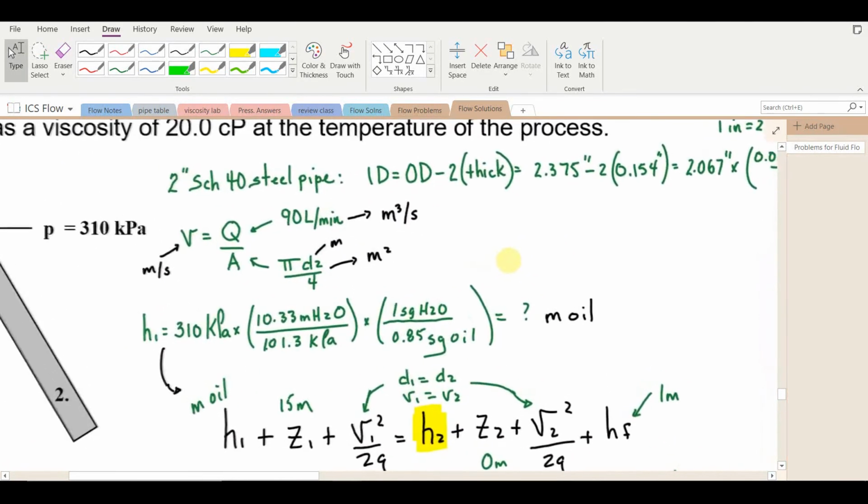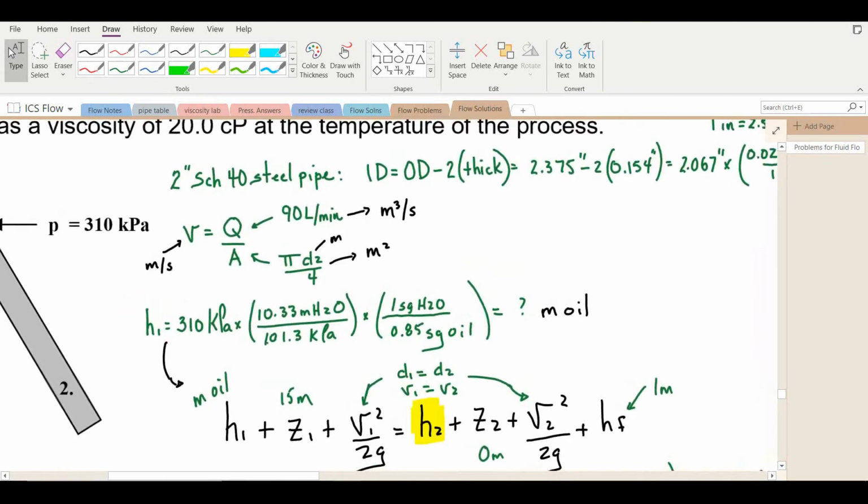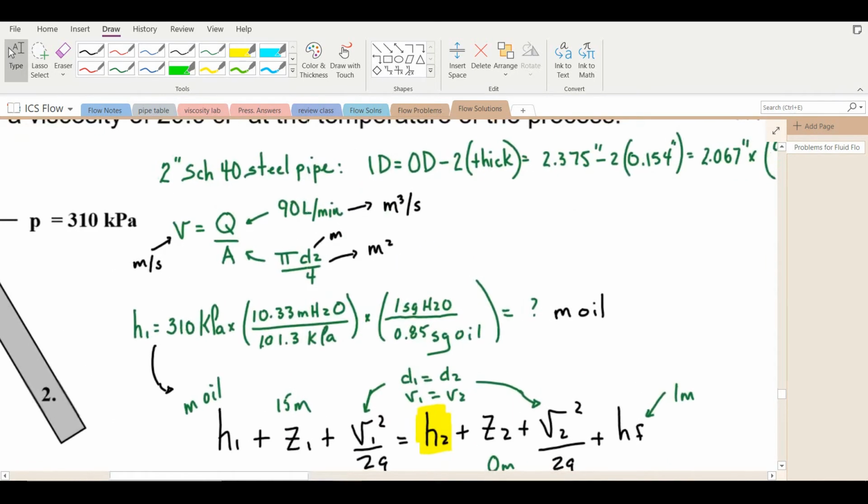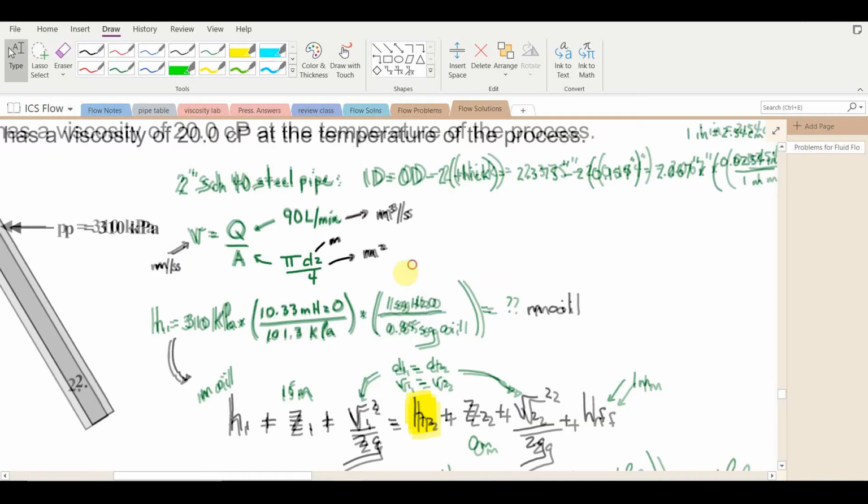Then we need the velocity of the fluid. We'll need that for the Reynolds number calculation for sure. V is Q over A. We're told that the flow rate is 90 liters per minute. You'll want to convert that to cubic meters per second. For the cross-sectional area, well, we have the diameter, so we'll use pi d squared over 4. We calculated that was 0.0525 meters over there, and work that out. We'll get square meters divided into cubic meters per second will give us a velocity in meters per second.